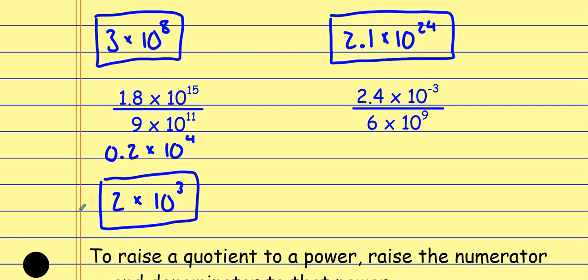If I look at the next one, once again, I'm going to divide those numbers. The 2.4 divided by 6 is a 0.4.